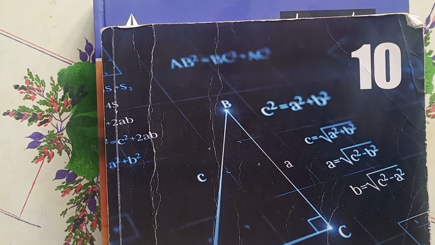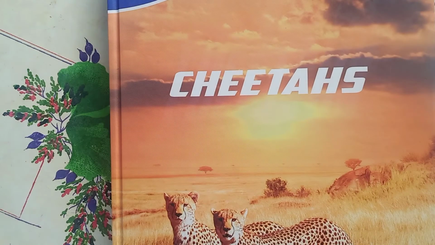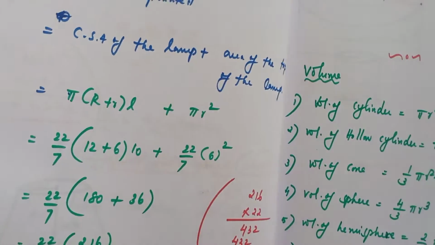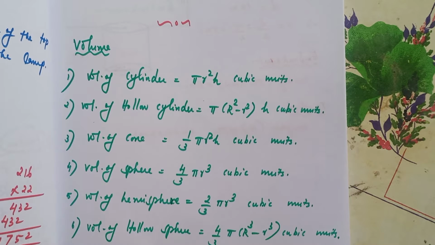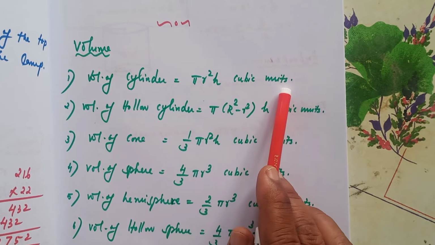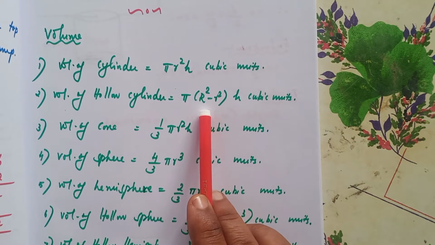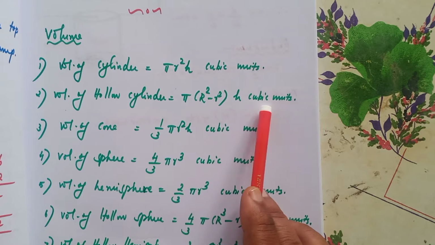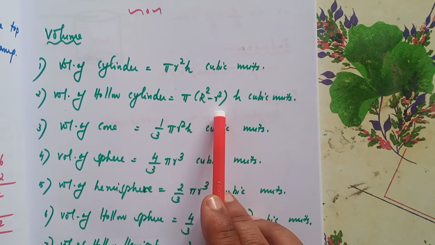10th standard mathematics, chapter number 7, exercise 7.2. In exercise 7.2, we are going to study about volume. Volume of cylinder, formula pi r squared h cubic units. Volume of hollow cylinder formula pi into capital R squared minus small r squared into h cubic units. You know that capital R represents external radius, small r represents internal radius.